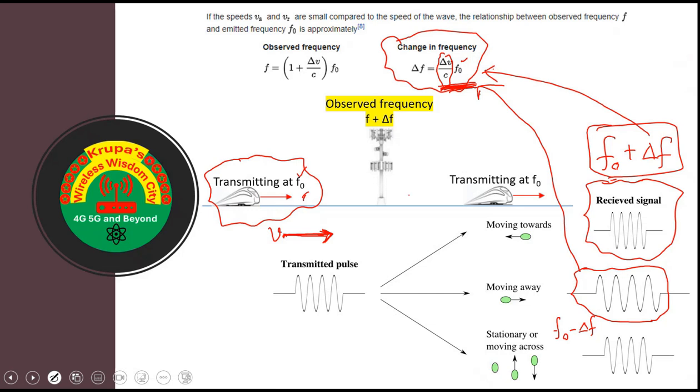So from this point onwards, I am moving away, and till this point, I am moving towards the gNB. That is how 3GPP has visualized an EV, a user traveling inside a bullet train, moving towards the base station. Then there is an increase in frequency. The perceived frequency received at the gNB has increased, whereas when it is moving away, it has decreased.